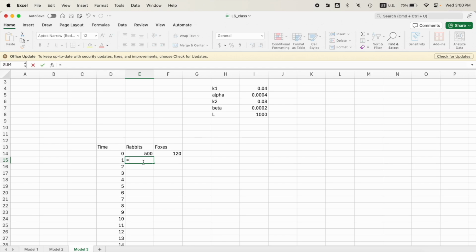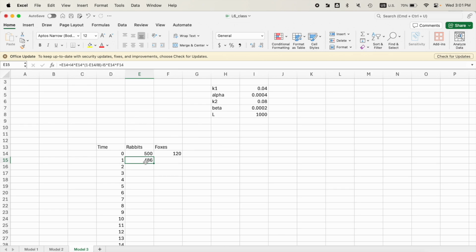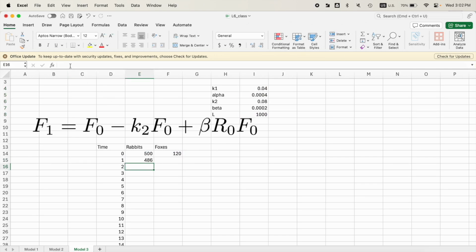Now I'm going to type in the model solutions for rabbits at time period 1. Okay, so R0 plus K1 times R0, so times, open parenthesis, 1 minus R0 divided by L, close parenthesis, minus alpha times R0 times F0. So that. And remember, you don't want the value of the parameters here to change in the calculations, so you're going to set the dollar sign here. So for the fox populations, I have F0 minus K2 times F0 plus beta times R0 times F0.